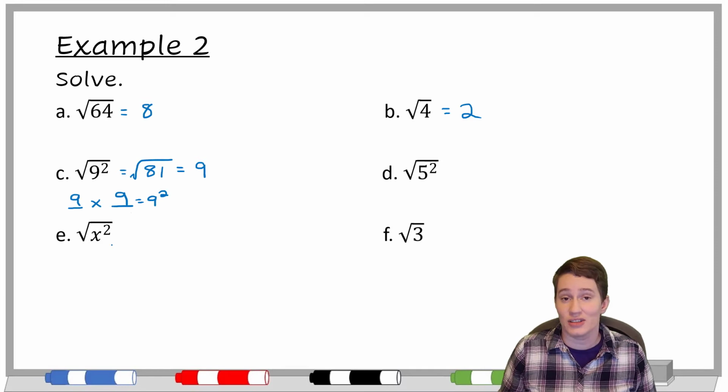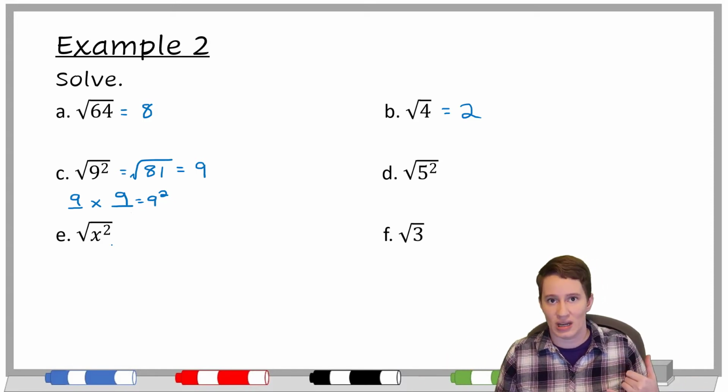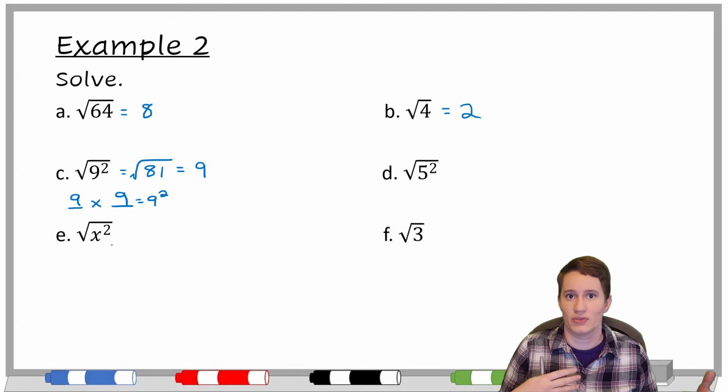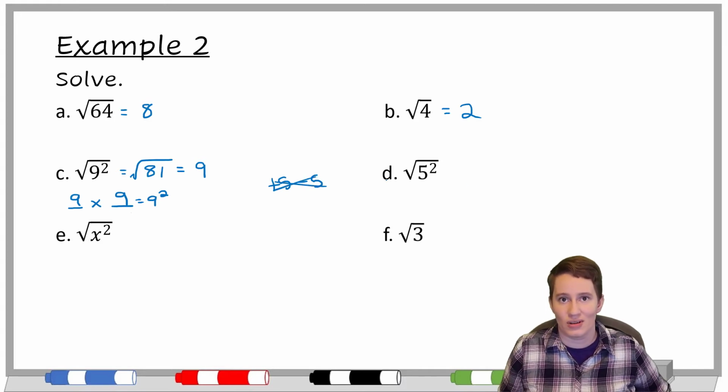The other way to go about it, once you realize this is true, is that these are opposite operations. Square rooting a squared gets rid of both of those things. Just like whenever I add 5 to something and then subtract 5 right away after that, those cancel each other out. Well, guess what? That's what's happening here with the square root and the square.